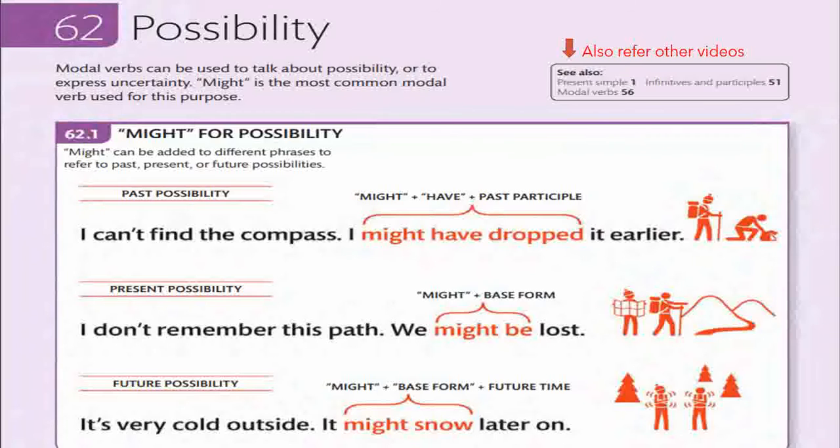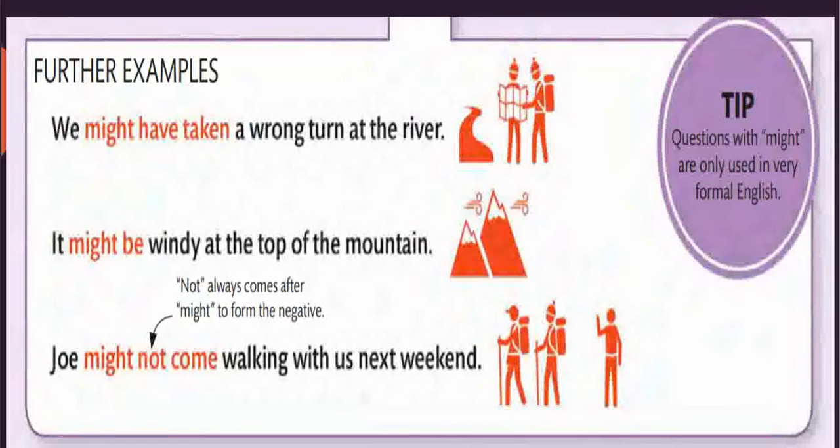Now let us see certain constructions using these rules. We might have taken a wrong turn at the river. Might have taken. Spoken, written, taken is one word. So taken. We might have taken. This is a past possibility. It might be windy at the top of the mountain. Might be is a present construction.